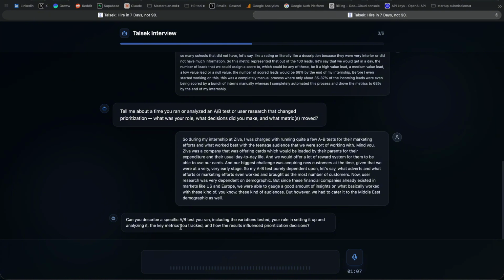Can you describe a specific A/B test you ran, including the variation tested? So the specific variation that we tested was, in our app for the existing users, we changed the home screen to a rewards page for every time they would spend, rather than just a dashboard, because it's not really fun for these teenagers to use, which got us a lot more engagement.